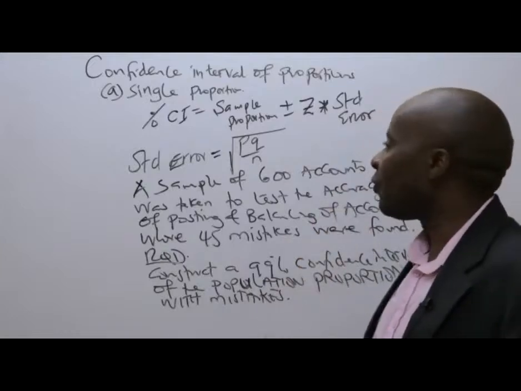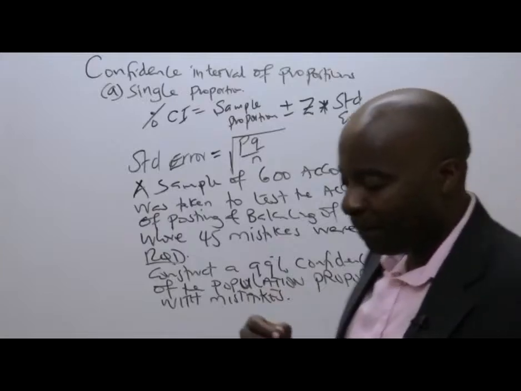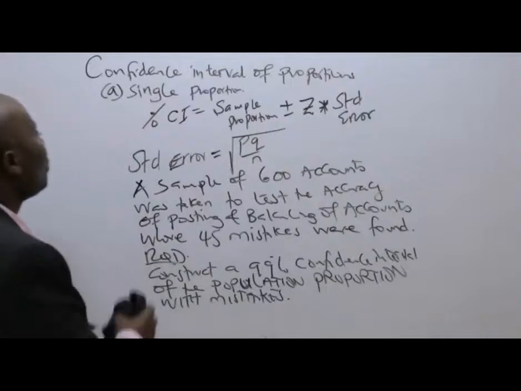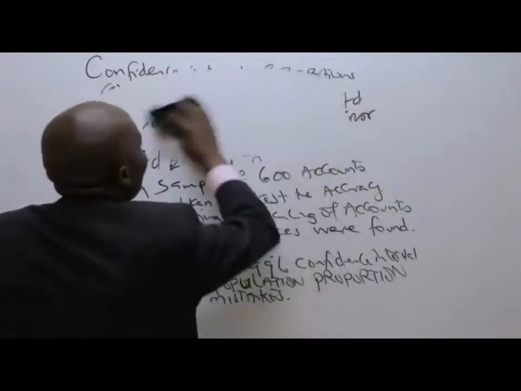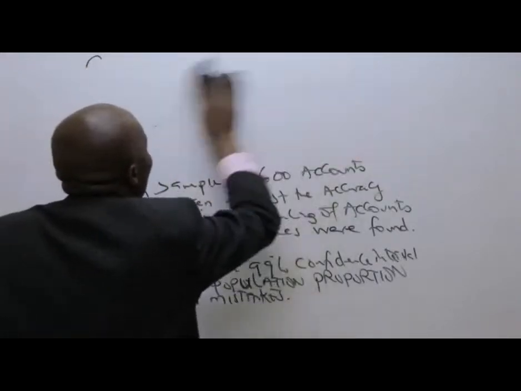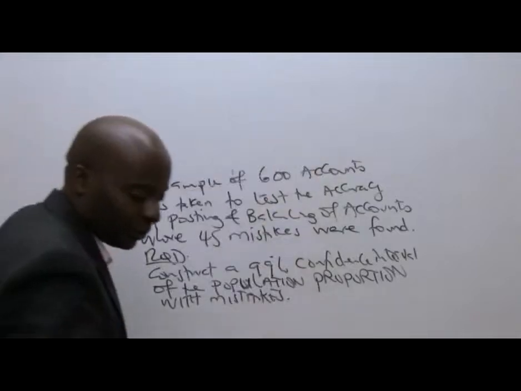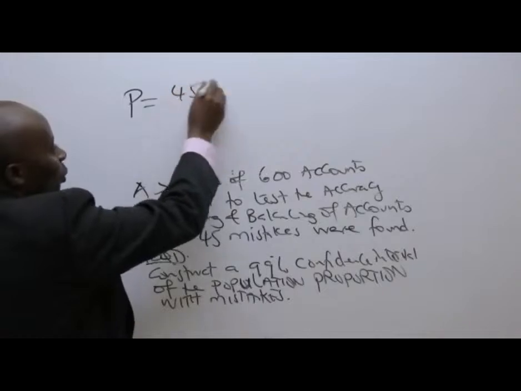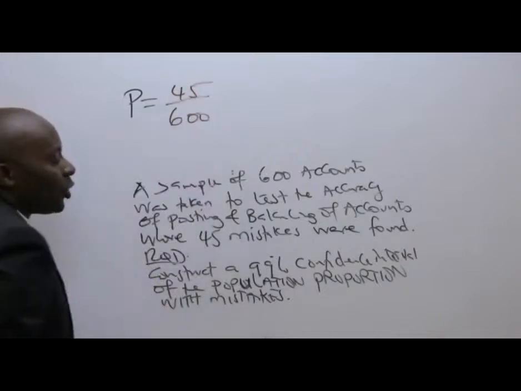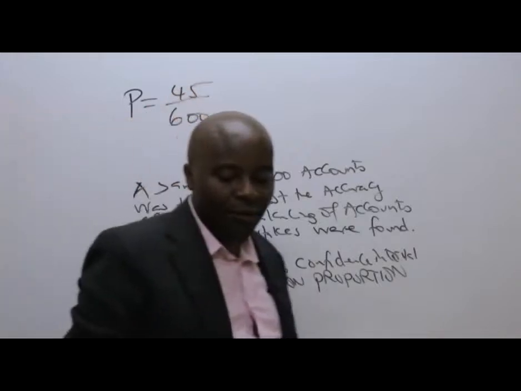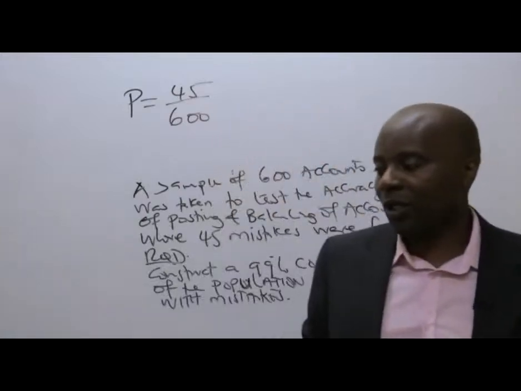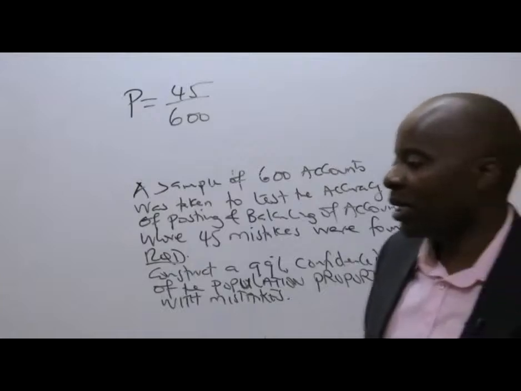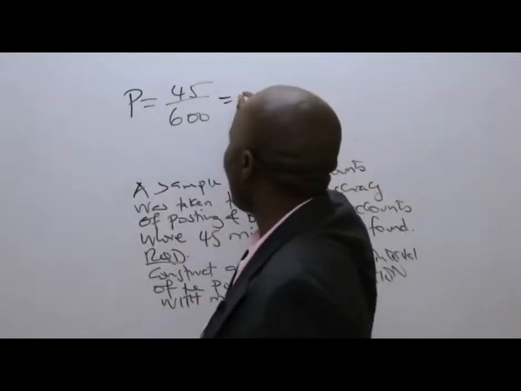So give me the sample proportion with mistakes. The sample proportion with mistakes will be 45 out of 600. Could you kindly give me this figure? What is 45 over 600? I can see someone giving me 0.075.